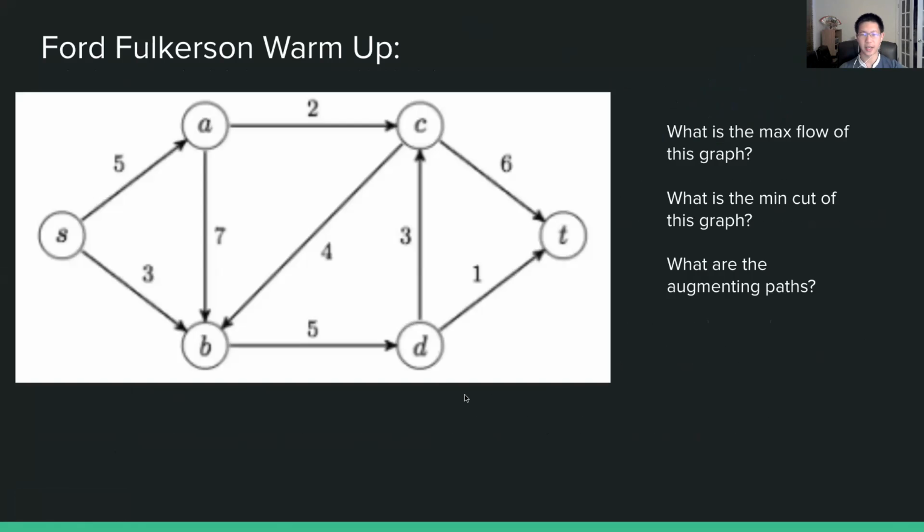Here's a little warm-up exercise where I just grabbed a graph at random. What's the max flow of this graph? What's the min cut of this graph? And what are the augmenting paths? If you want to get yourself a piece of paper or iPad or whatever to write on, I'll give you a few minutes to think about this algorithm. And to make it a little more challenging, I won't tell you the answer directly, but rather show you my thought logic to get to the answer.